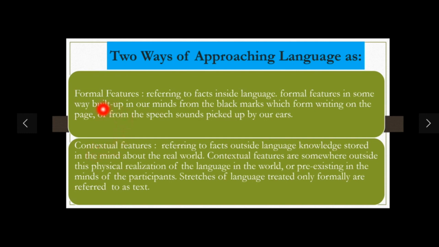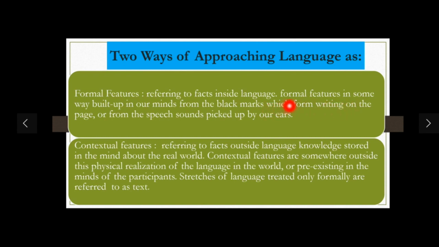Let's discuss these two features. Formal features refer to facts inside language. For example, we look for verb form, we look for parallelism, we look for referring expressions, we look for substitution. We will discuss all these formal links one by one in coming slides. So right now you need to remember that formal features are features which are inside the language and which have physical realization. That's why we can see them, we can realize them physically, and formal features are associated with cohesion. We also call them cohesive devices.